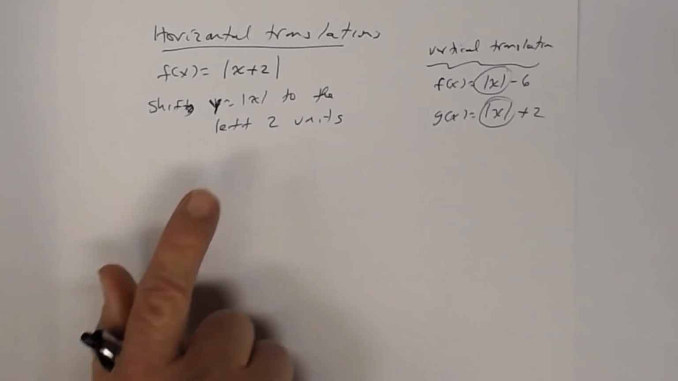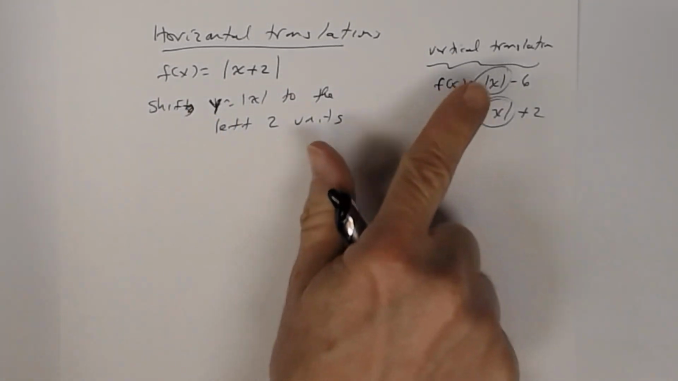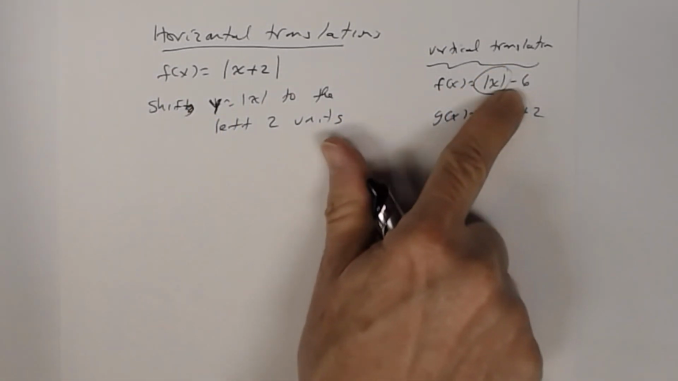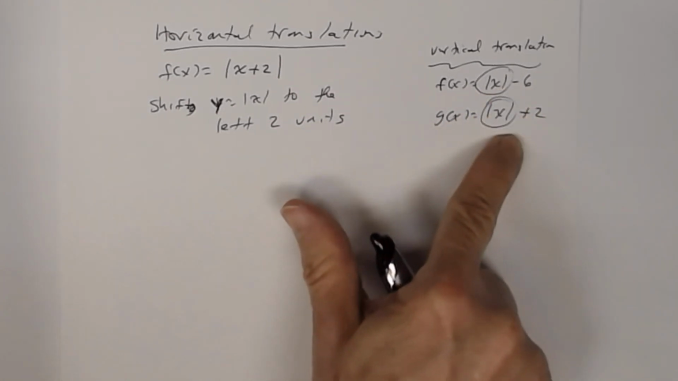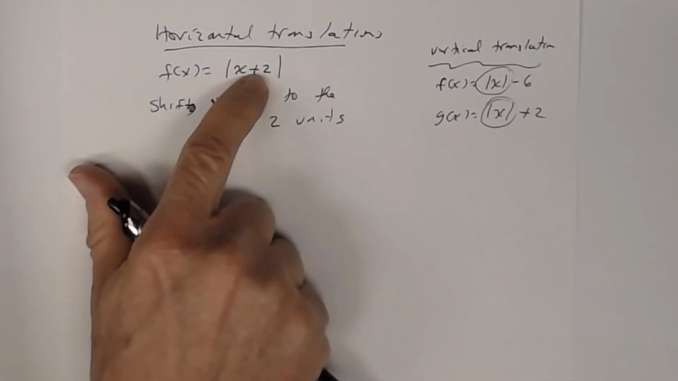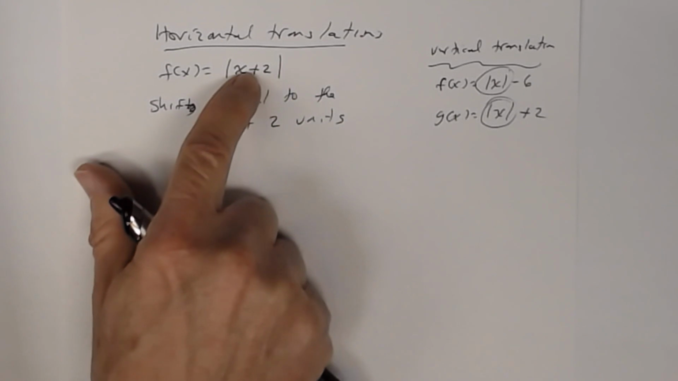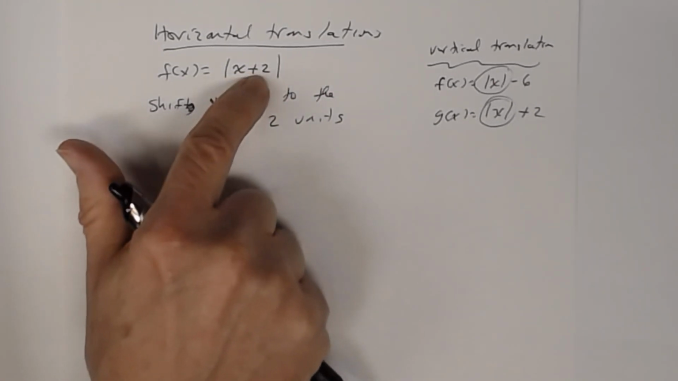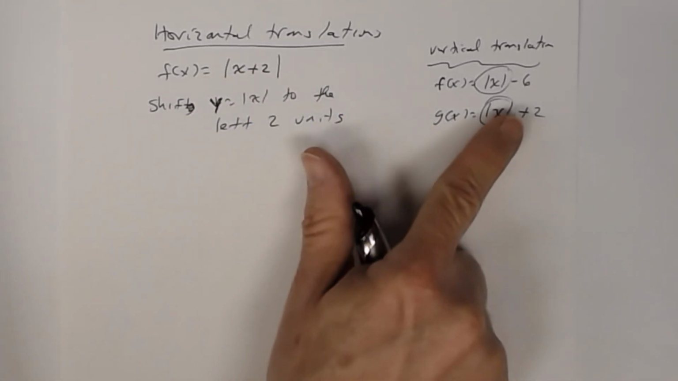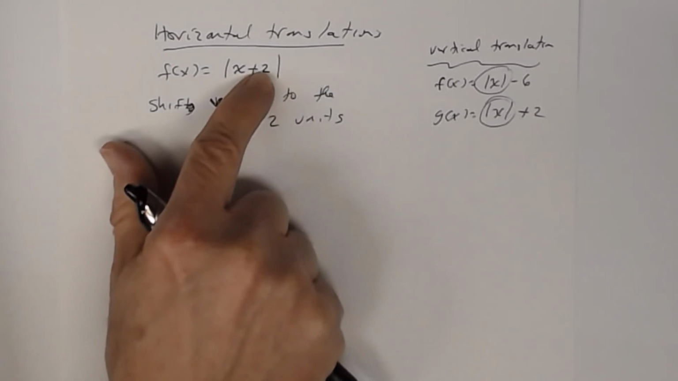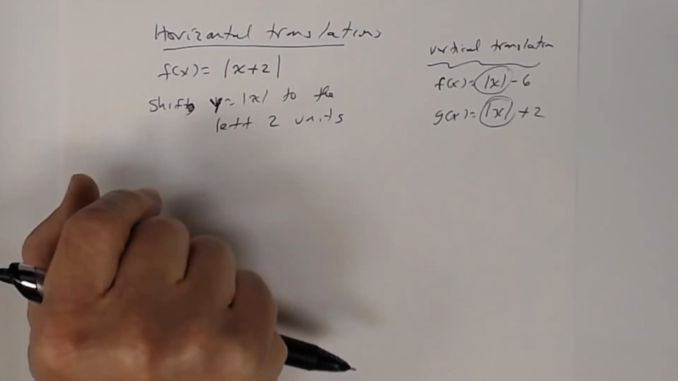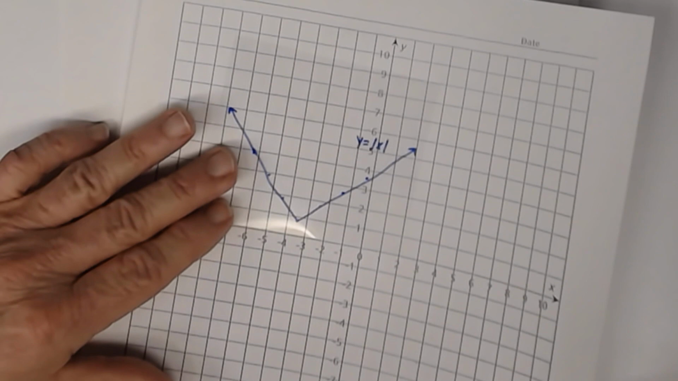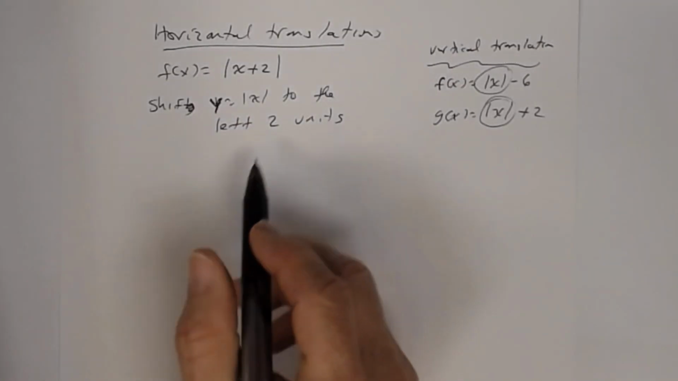All right, so horizontal, counterintuitive. Vertical, straightforward. -6, go down 6; +2, go up 2. Here, the absolute value of x + 2, the number's on the inside. So instead of going 2 to the right like you would go 2 up here, you think counterintuitive, it's actually to the left. And here's the idea. I just want to emphasize this.